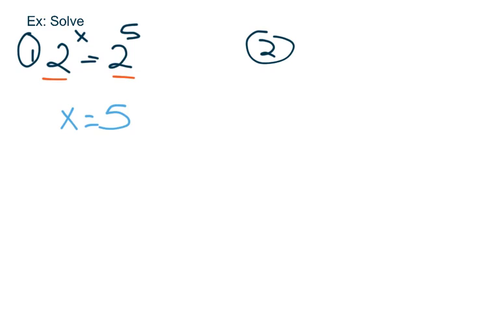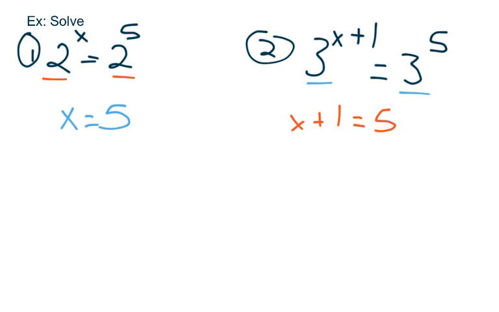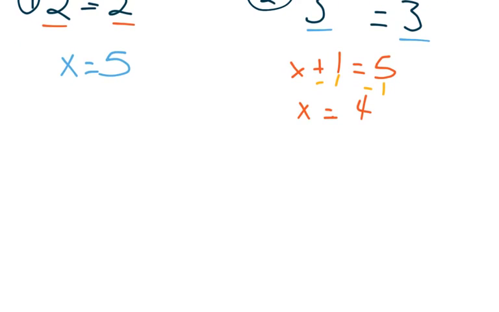Number 2, 3 to the x plus 1 power is equal to 3 to the 5th power. Okay, so again, our bases are the same, so we can set our exponents equal to each other. X plus 1 is equal to 5, and now this is just a one-step equation. In order to get rid of the plus 1, we subtract it, minus 1, x is equal to 4. Okay, so it works really, really that simply. Let's try another one here, maybe slightly harder, we'll see.